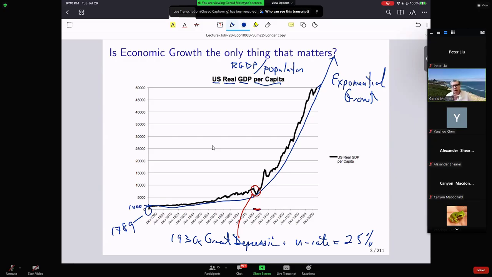Look at how many grid marks are on this graph. We start here, 1, 2, 3, 4, 5, 6, 7, 8, 9, 10.